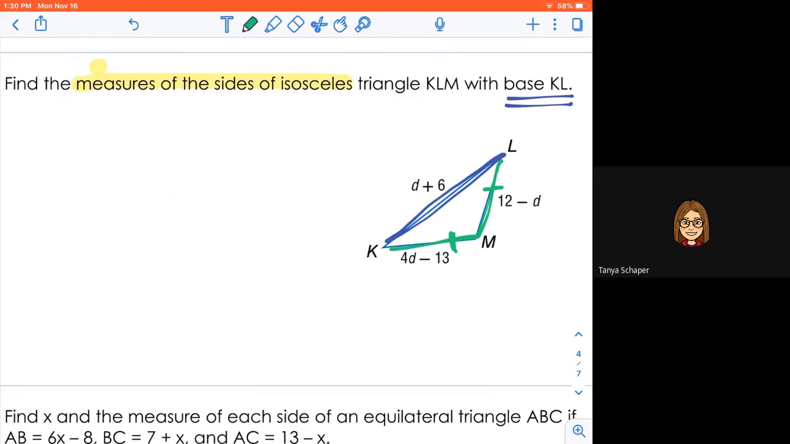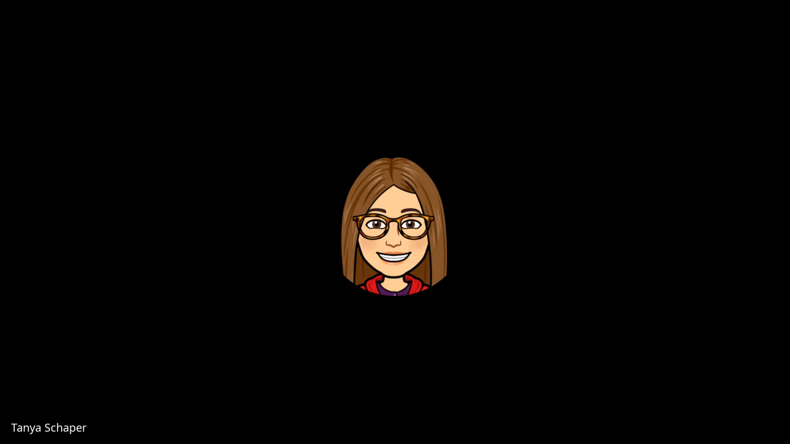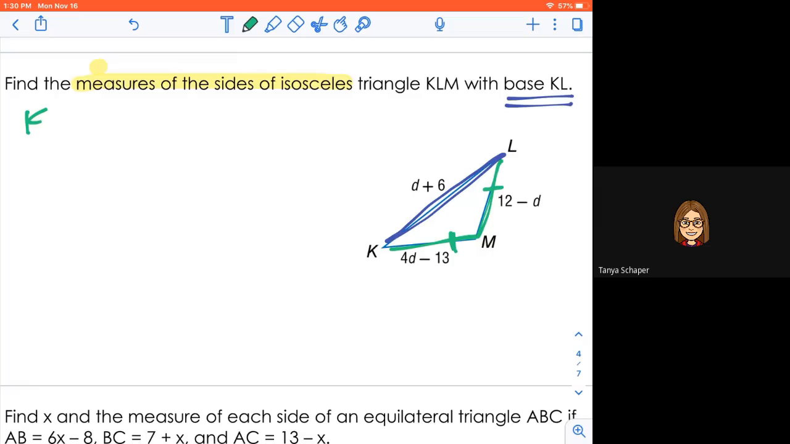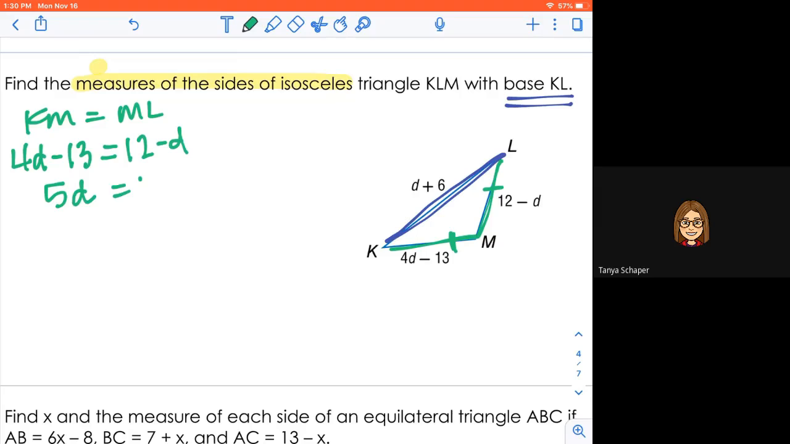So in order to find the measure of each of the sides of the triangle, the first thing I'm going to need to do is find the value of D. Since I know that the measurement of KM is equal to the measurement of ML, I can substitute those values in. 4D minus 13 is 12 minus D. So 5D equals 15. Divide both sides by 5. D is equal to 3. Now, I'm not quite at the point where I need to be yet. I need to go in now and find the value of each side, given that D is 3.